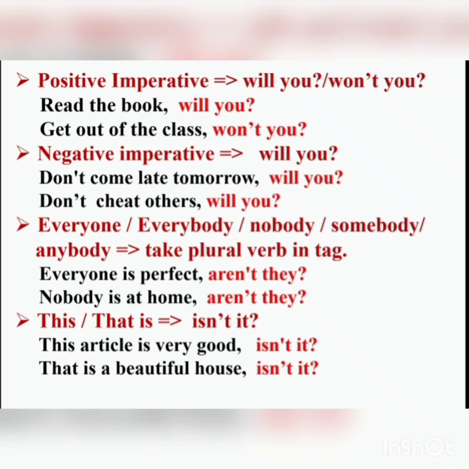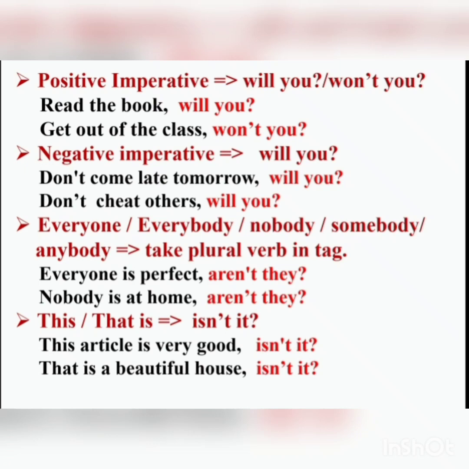Similarly, everyone, everybody, nobody, somebody, anybody will always take a plural verb in the tag. Everyone is perfect, isn't it, or not they. Here the subject is everyone, that includes all, so we have to take the pronoun they. Nobody is at home. Here also, nobody doesn't refer to a particular person, but the people who live in that place. So it should be taken as plural, aren't they?